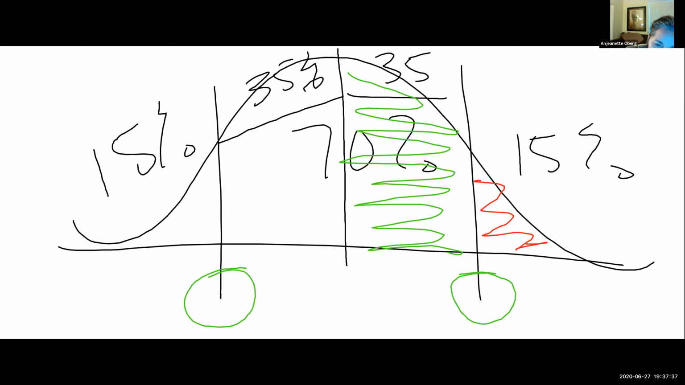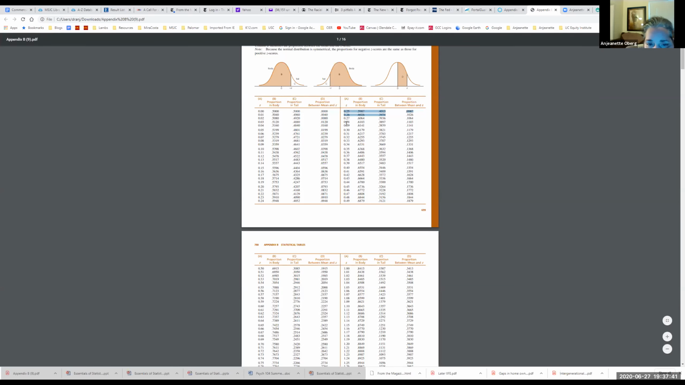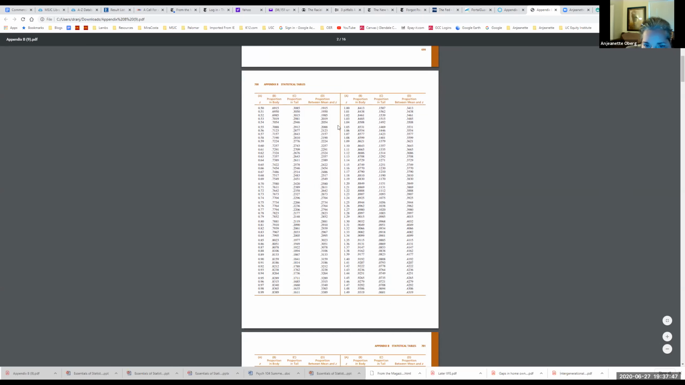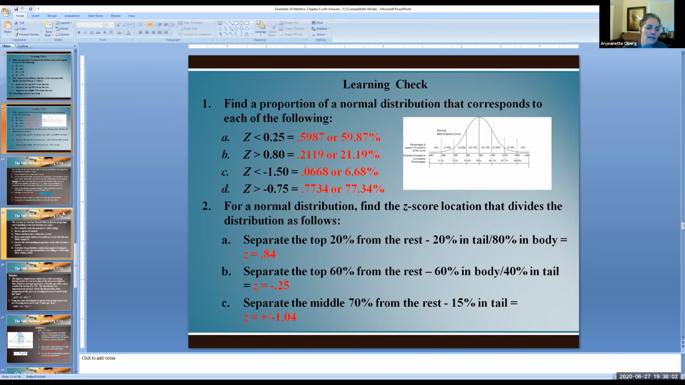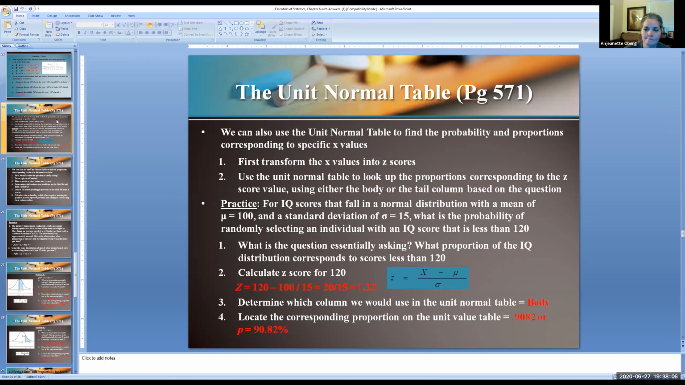So I'm going to go to my unit normal table, and I'm going to look at my 15% in the tail. And that's going to be right here between 1.03 and 1.04. Okay. So hopefully that helps. Lots and lots and lots of practice. Don't get too frustrated with yourself, okay?